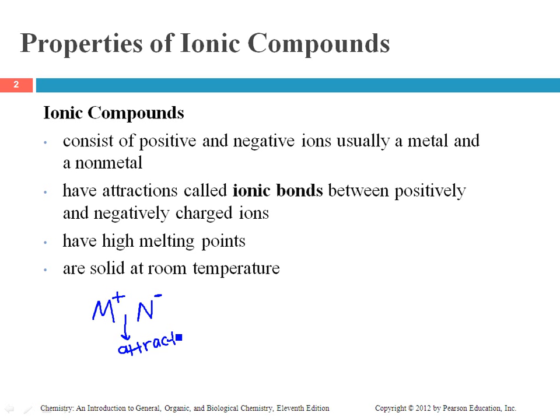Ionic compounds usually consist of a metal and a nonmetal because they have a positive and a negative charge, and they're going to transfer electrons. So ionic compounds or ionic bonds involve the transfer of electrons.